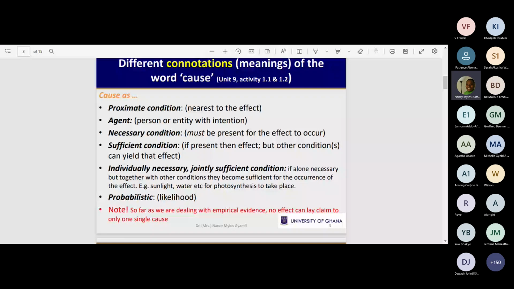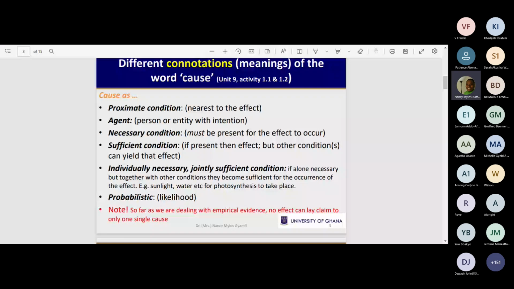So is it the soil alone? No. Is it the nature of the seed alone? No, sir. No, ma'am. You may have a good seed, a good soil. If you don't prune and manure it and water the plant, it won't yield. So far as we have a good yield, you can't link a good yield to only one cause. The same with childbirth.